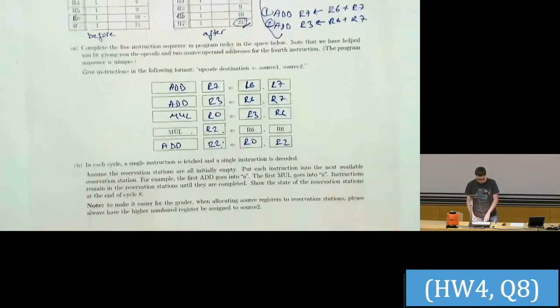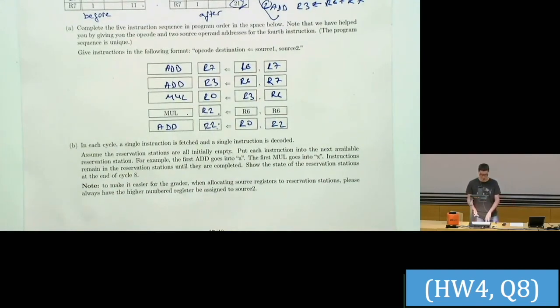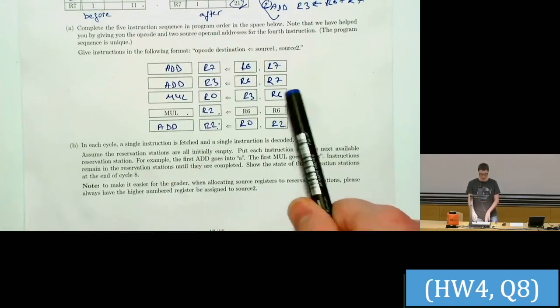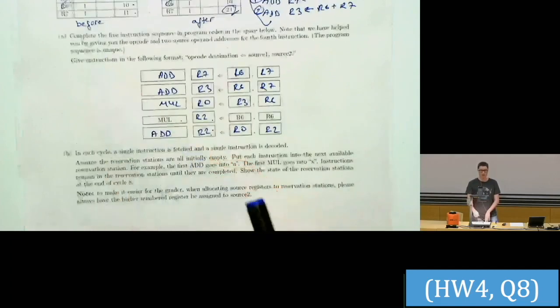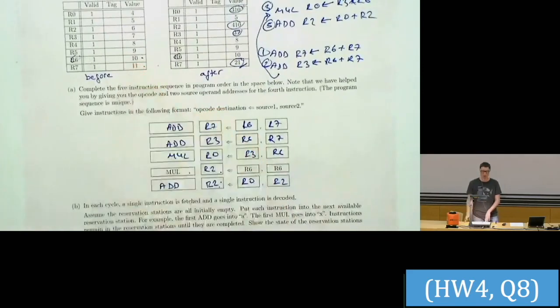So in the next part, I will actually do B and C together because they are sort of related. Basically in parts B and C, we have to execute Tomasulo's algorithm with the instruction sequence that we found in part A. So it will be filling the register alias table, which is this here, the register file, and also the reservation stations.